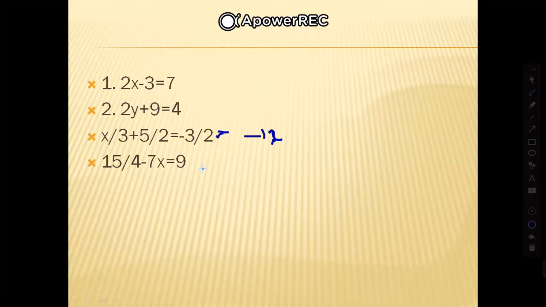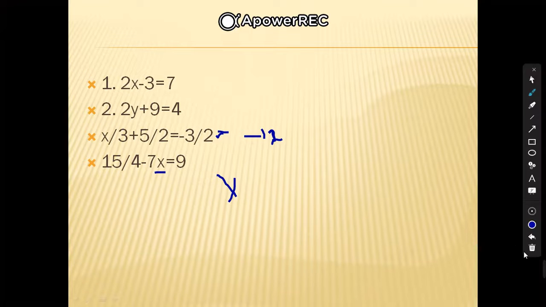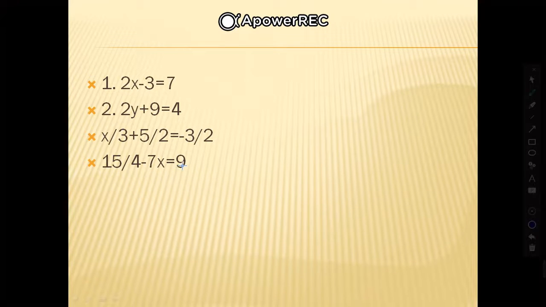The next is 15 by 4 minus 7x is equal to 9. It's x, not multiplication. This also uses the same method. Minus 7x is given. 15 by 4 minus 7x is equal to 9. So just change the places.